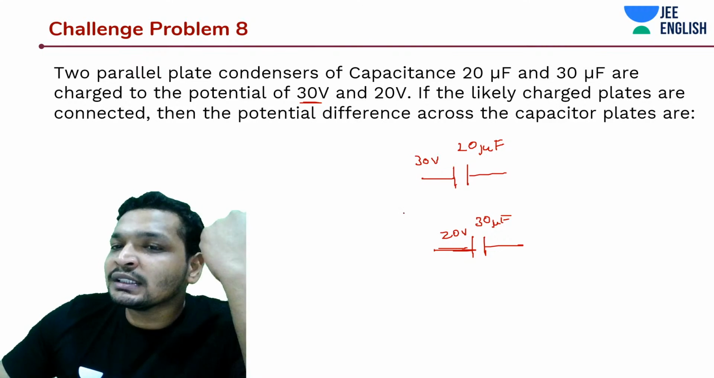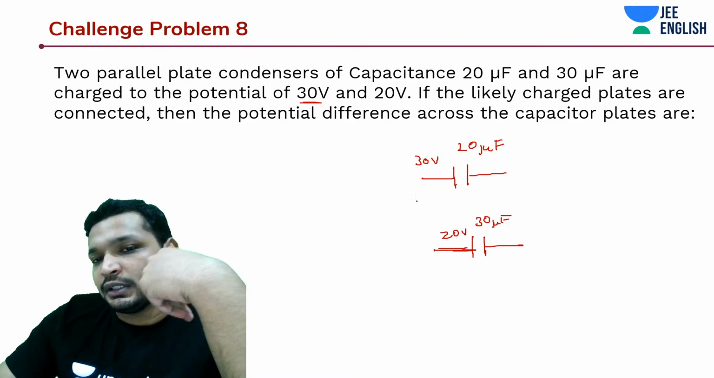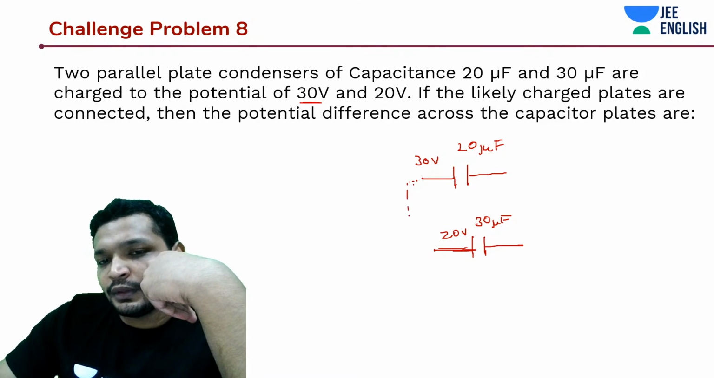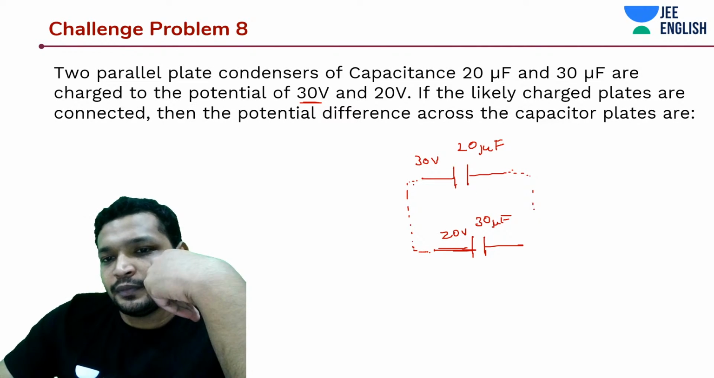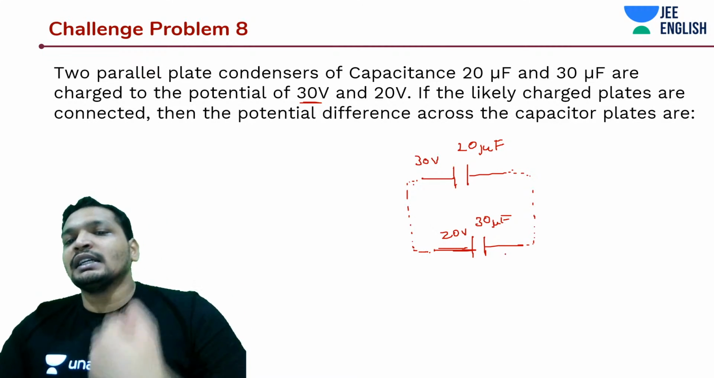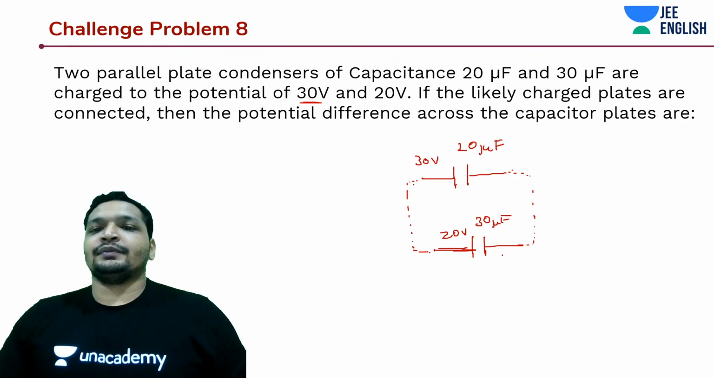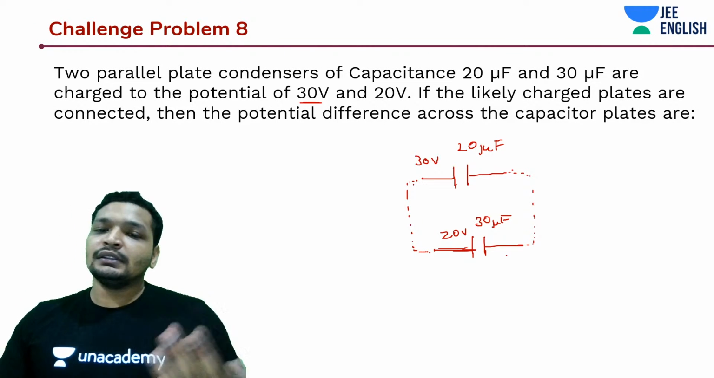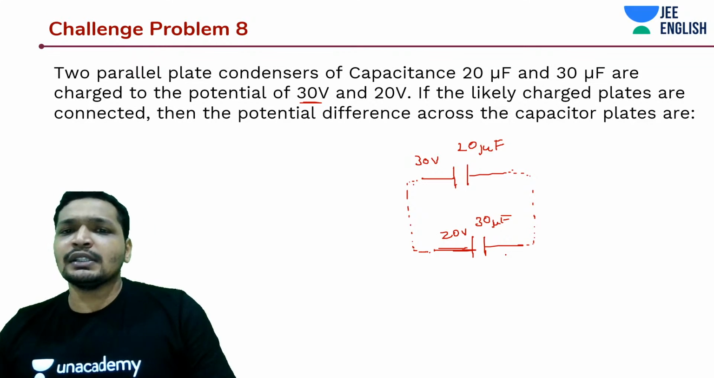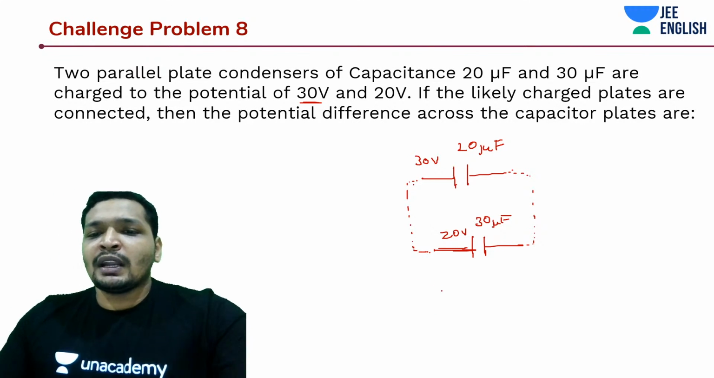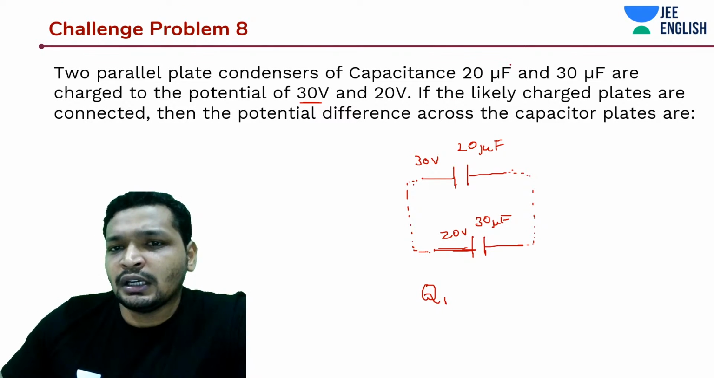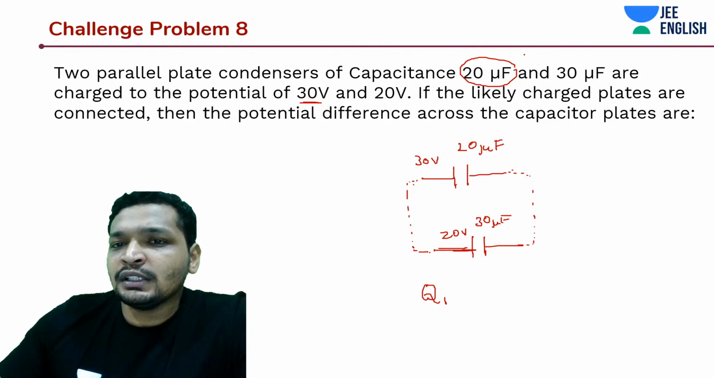If you connect them, what is the thing that is going to be equated? The potential on the plates. And what is the thing that is conserved? The charges are conserved, and the potential will be equated. So let's do this and understand what is happening. What I am saying is, I'm going to call this one Q1 and the other one Q2.